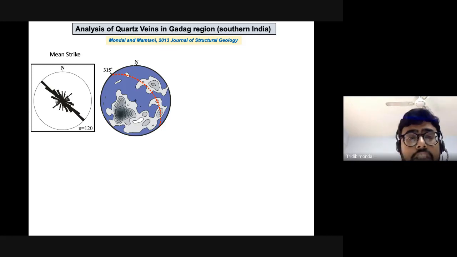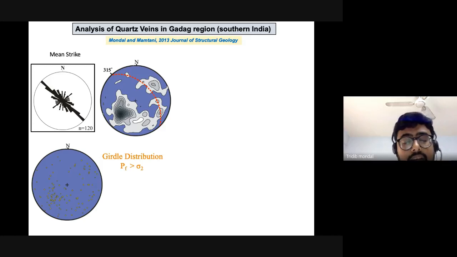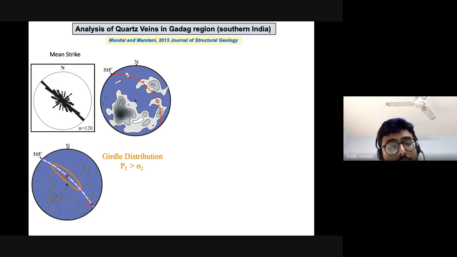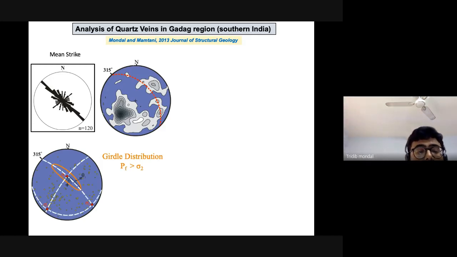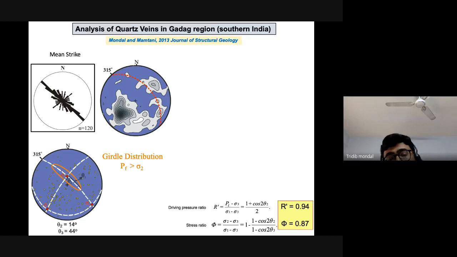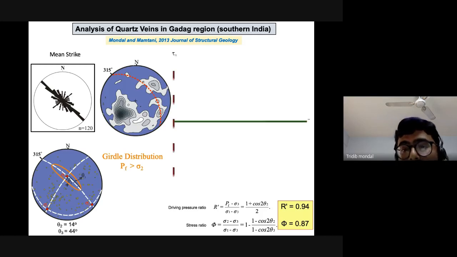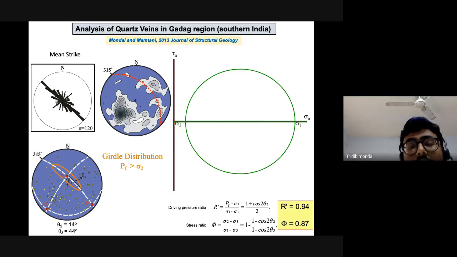And now following Joly and Sanderson 1997, we can use the relative position of sigma 1, sigma 2, sigma 3, and we can define the range of orientation of fractures, that is theta, and we can calculate the driving pressure ratio and the stress ratio. Here the driving pressure ratio is found to be 0.94 and the stress ratio is 0.87. And we can plot it into the 3D Mohr circle.